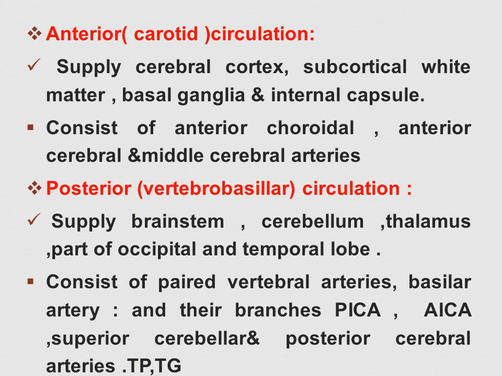It consists of paired vertebral arteries which unite to form the basilar artery, and their branches are the PICA, the posterior inferior cerebellar artery, the anterior inferior cerebellar artery, the superior cerebellar, and posterior cerebral arteries. Also included are the thalamoperforate and thalamogeniculate arteries.